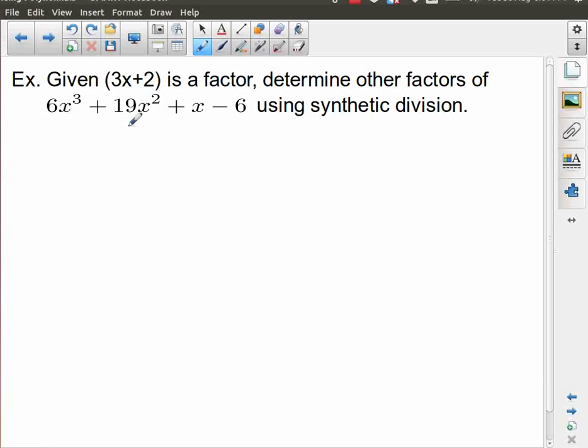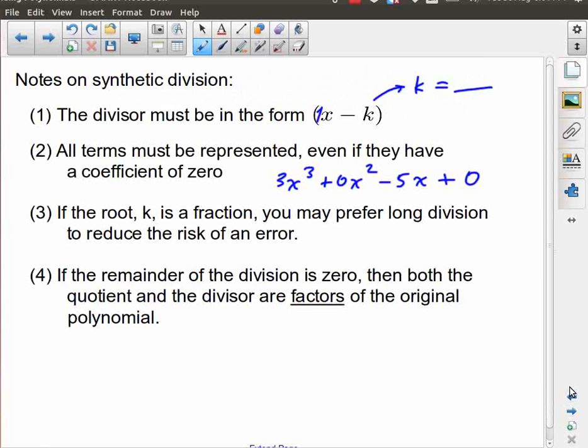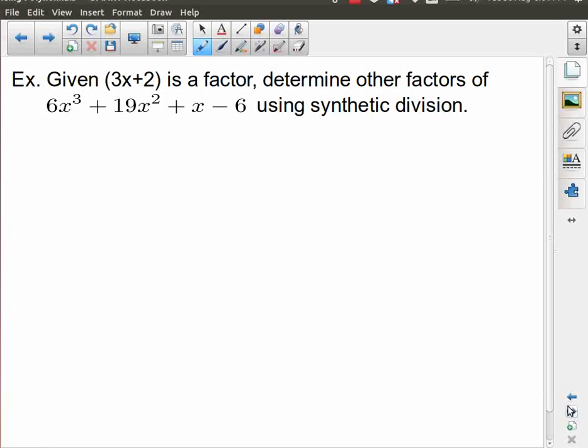Okay, so now, in this case, I'm telling you it's a factor. So that means the result of this division is going to be 0. There's no remainder this time. So I'm telling you 3x plus 2 is a factor, but we're going to show that as well when we do the division. And I want to determine what the other factors are using synthetic division. So I'm kind of forcing this synthetic division, and I'm forcing it in a very awkward place. And I want you to see how awkward it can be.